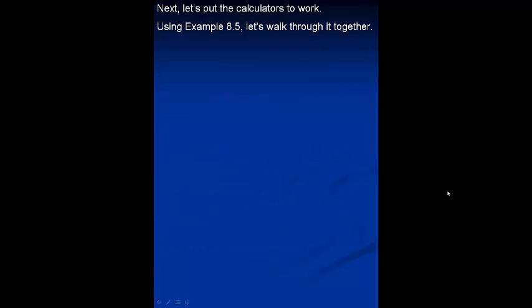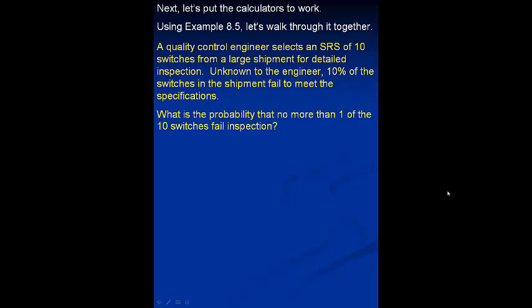Now, let's put the calculations to work. One of the better examples here that I like was example 8.5, and let's walk through it together. This is directly from your book. A quality control engineer selects a simple random sample, SRS, of 10 switches from a large shipment for detailed inspection. Unknown to the engineer, poor guy, 10% of the switches in the shipment fail to meet the specifications. What is the probability that no more than 1 of the 10 switches fail inspection?